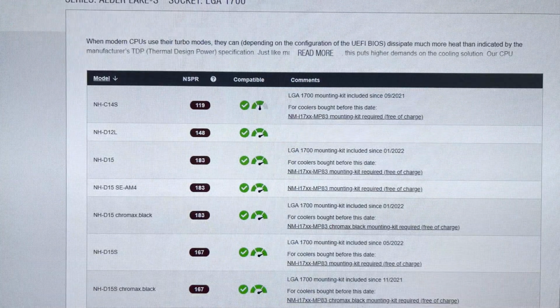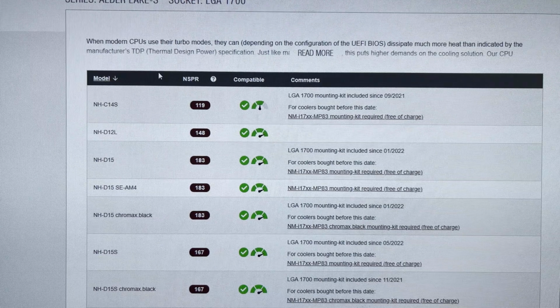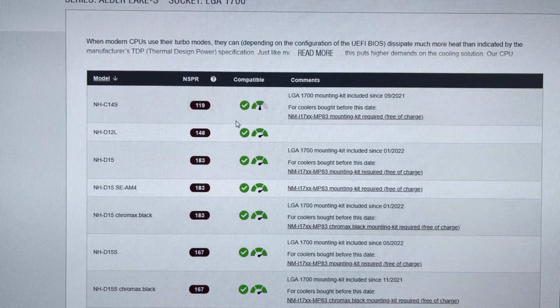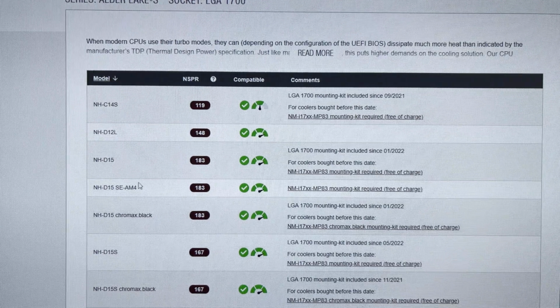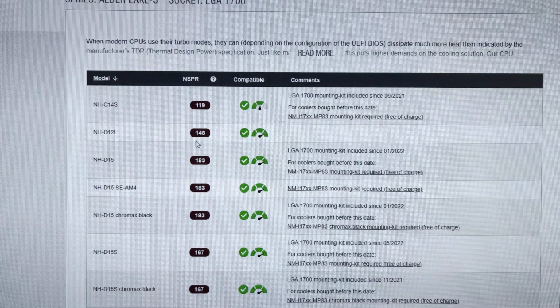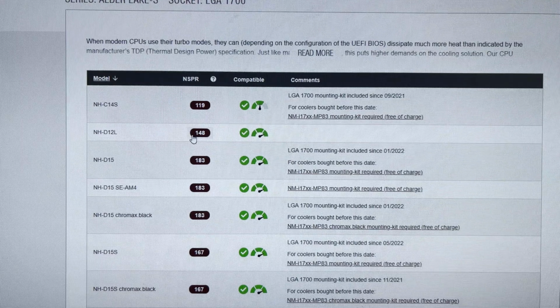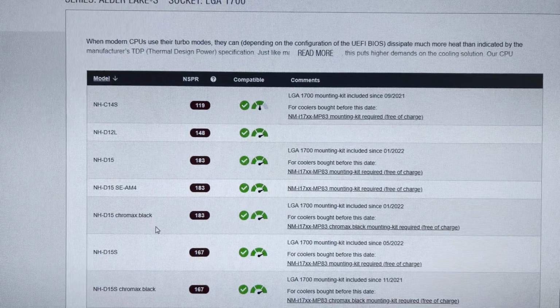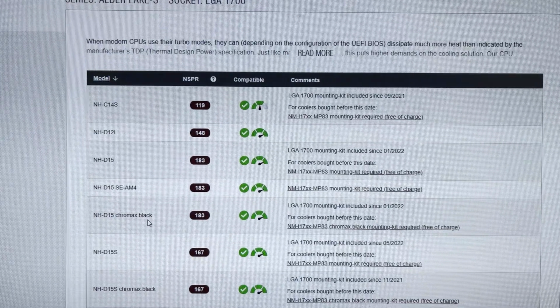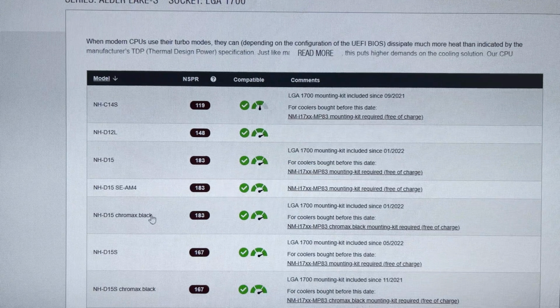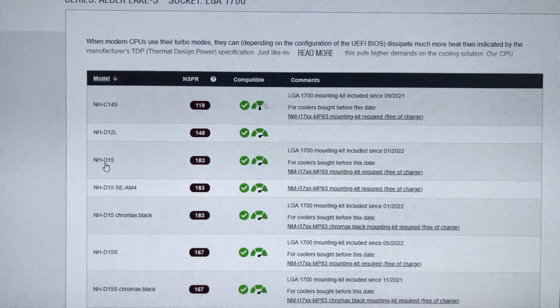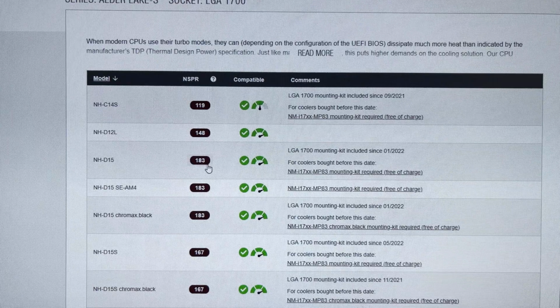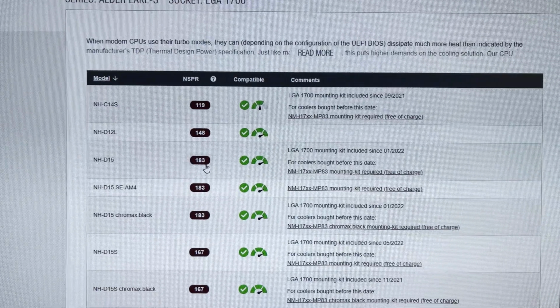It makes sense if you look at Noctua's CPU compatibility list. Their standardized performance rating for the D15 is 183, whereas for the D12L, which was my initial selection, it was 148. The D12L can work, of course, but for the Core i9-12900K, definitely the D15 is the way to go with the NSPR of 183.